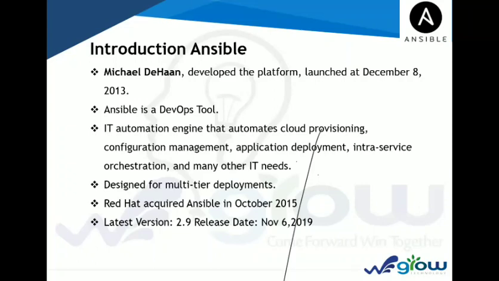Ansible was actually an open community. In October 2015, based upon the GitHub community contributors and the development of open source Ansible, Red Hat planned to acquire Ansible. The latest version of Ansible is 2.9, released on November 6, 2019. So here you may ask one more question.